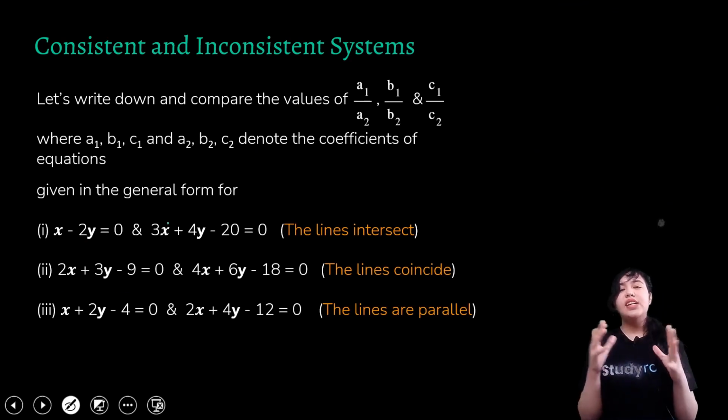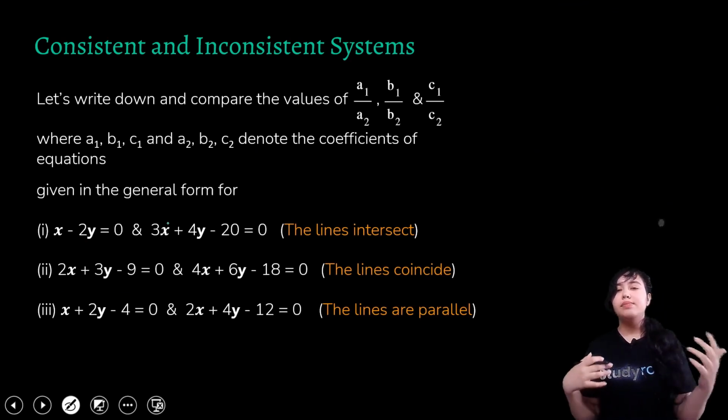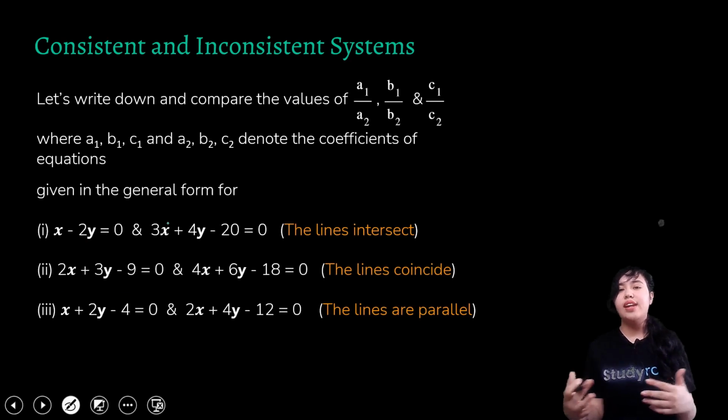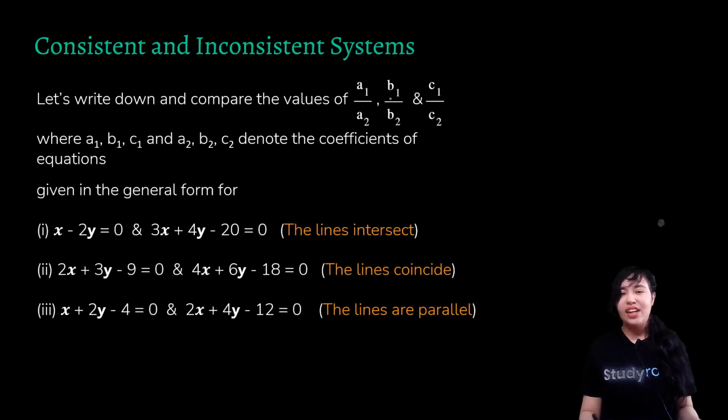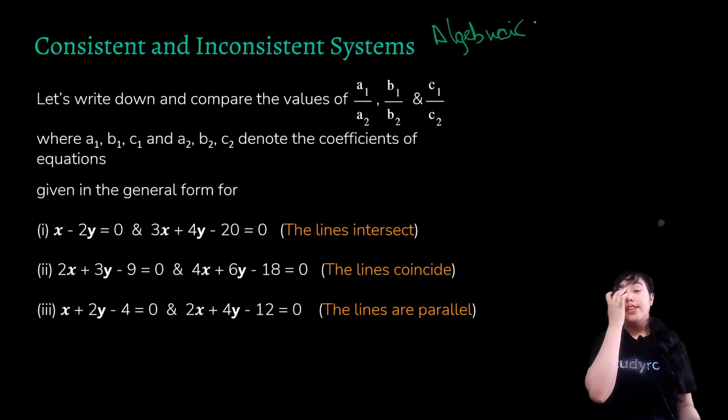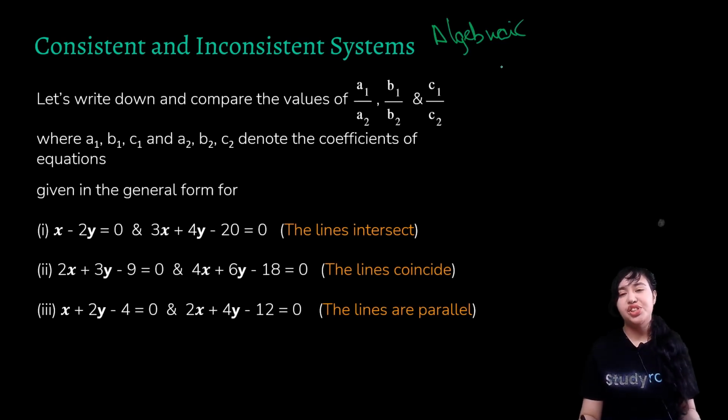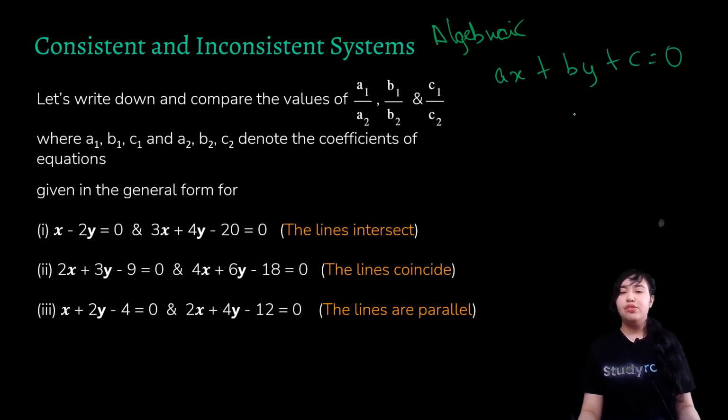Now, consistent and inconsistent systems like intersecting, parallel, coinciding lines, we can figure that out graphically very easily. But guess what? We can even do that algebraically. So this is the algebraic way of doing it. You just look at the equations and you get to know. So for that, you need to refer to the general form of an equation. I told you in the very beginning that this is the general form of a linear equation in two variables, ax plus by plus c equal to 0.